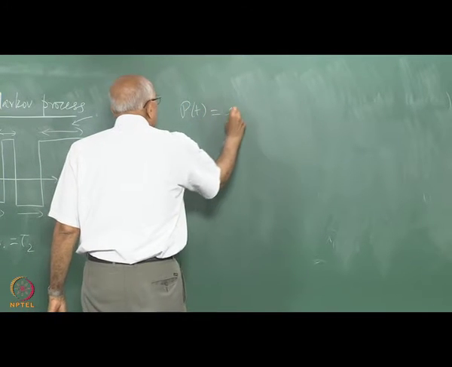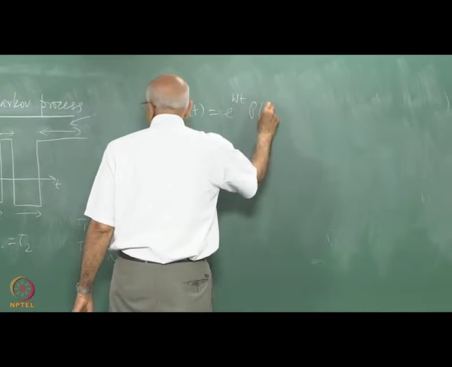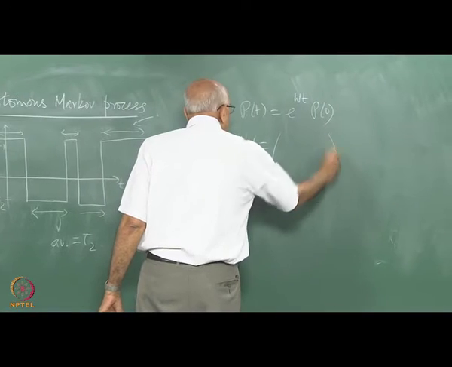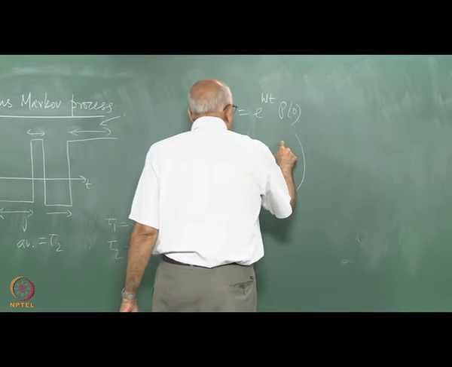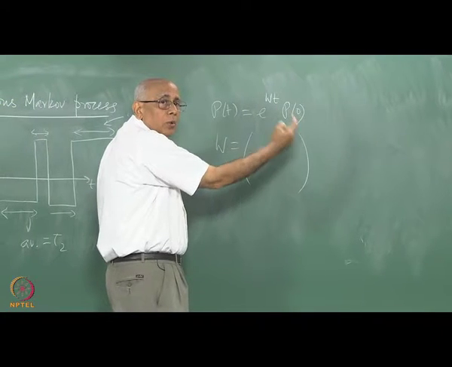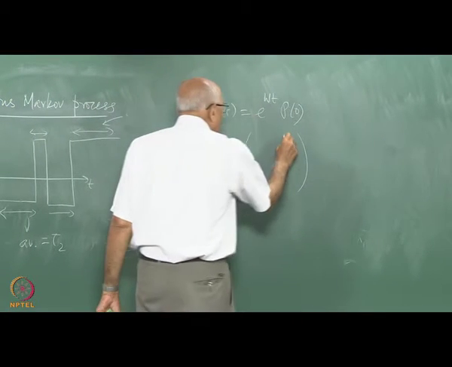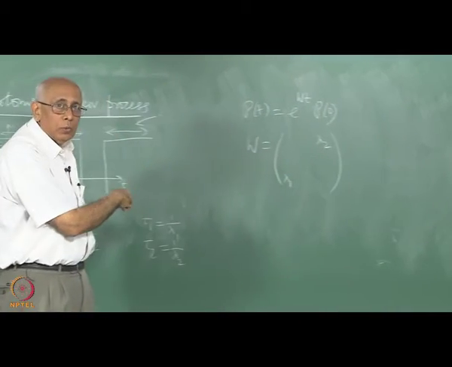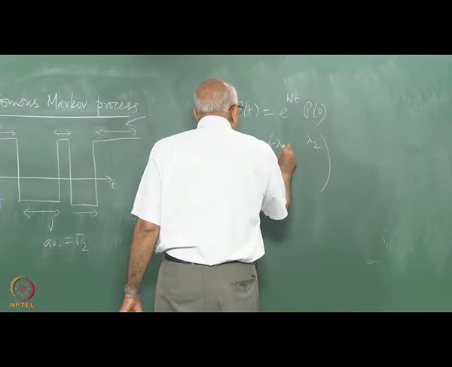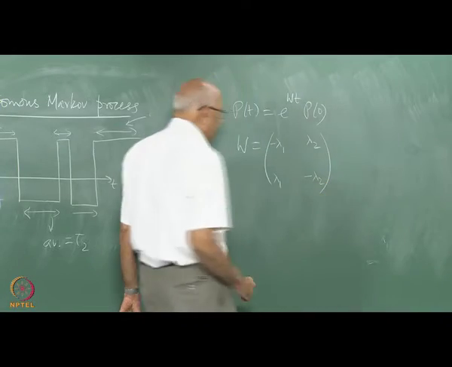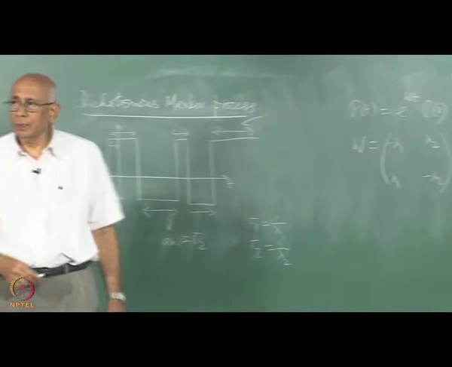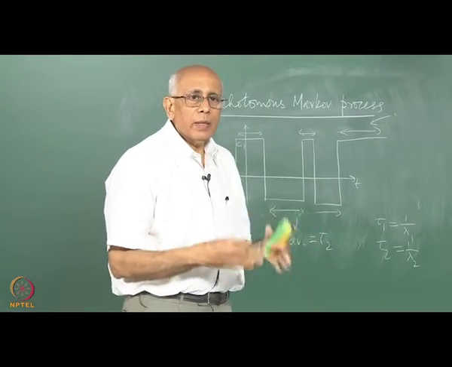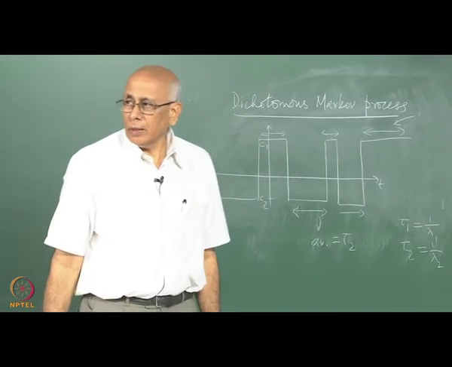P of t is e to the Wt P of 0, and we need to know what is W. W was equal to W11, W12, but W12 was the rate to go from 2 to 1 on this side, which was lambda 2, and similarly W21 was the rate to go from 1 to 2, and the diagonal elements are minus those guys. So that is W, the transition matrix, and we need to find the exponential of this matrix. So you square it, you cube it and things like that and find out what is the exponential.